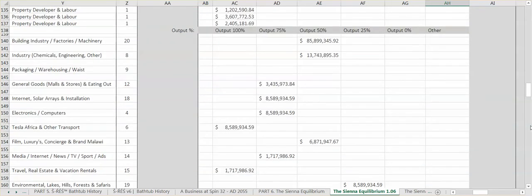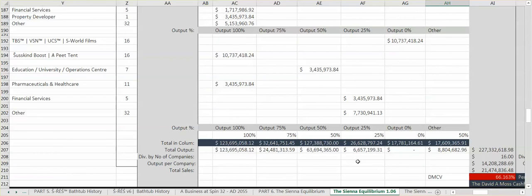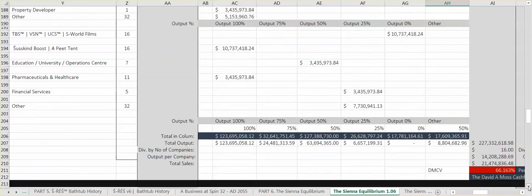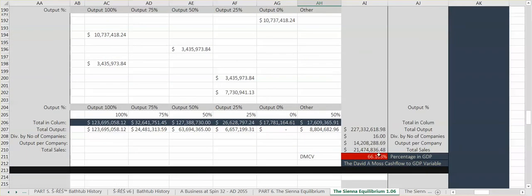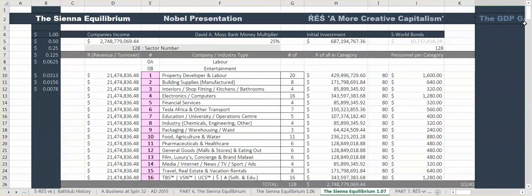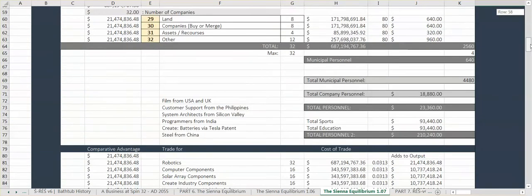And if we go down, we can see various ones. And at the very end, we tally it up. And this one tells us that 66% of cash flow will end up as GDP. We've got this, this is Sienna Equilibrium 106. 107 does the same thing, but for a different industry.